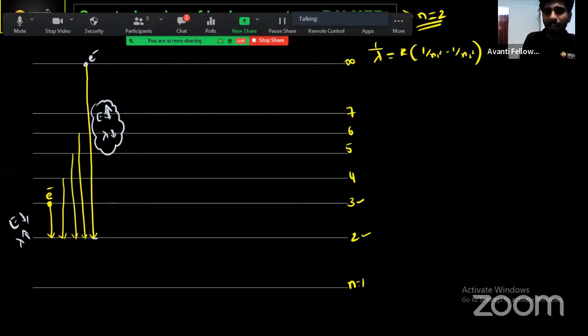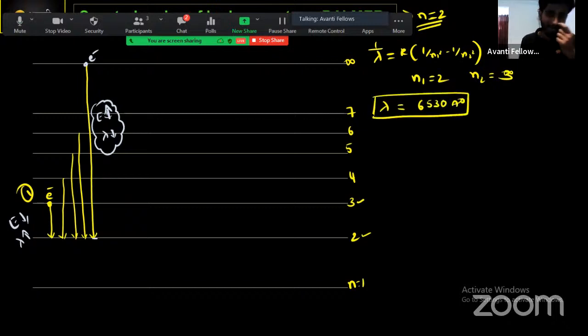If you substitute here, n1 value is equal to 2 because it is the ground state for the Balmer series, and n2 is equal to infinity. Correct? Or else for the first case, you take here n2 as 3, and if you calculate the value of lambda you will get around 6530 angstrom. This is the first case.